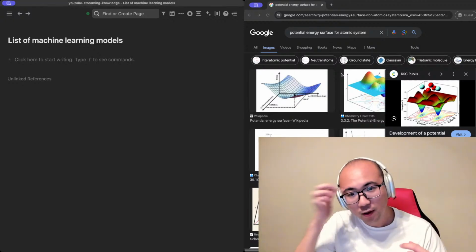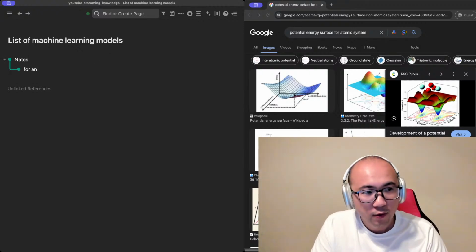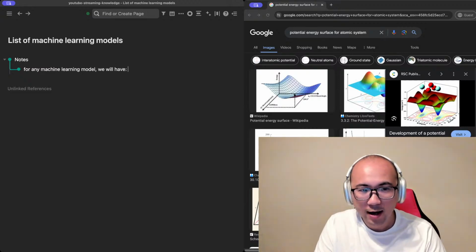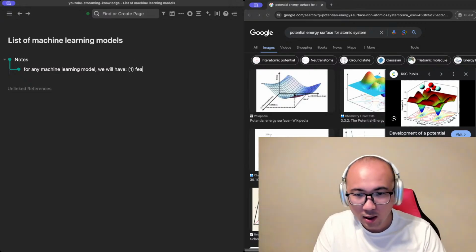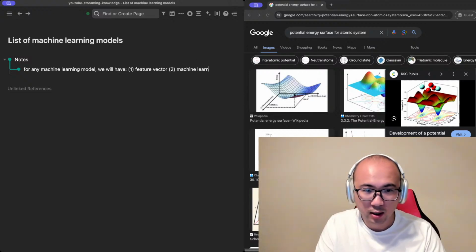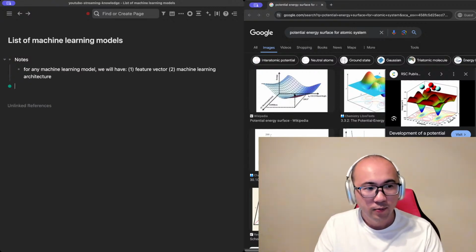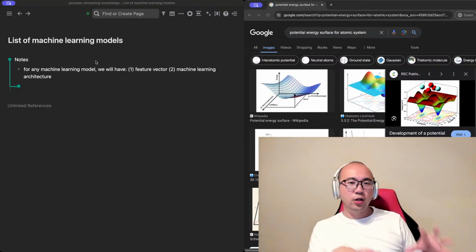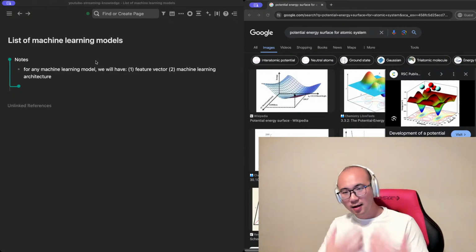So basically, for any machine learning model, we will have two things. One thing is the feature vector. The other one is the machine learning architecture. The feature vector basically means that I have Cartesian coordinates. This is the basis of everything.